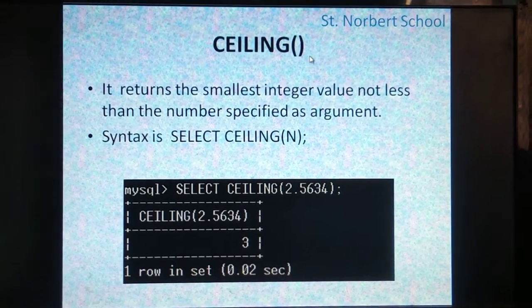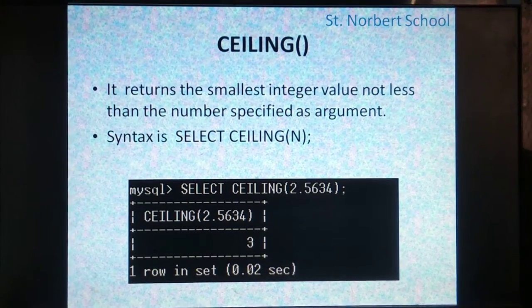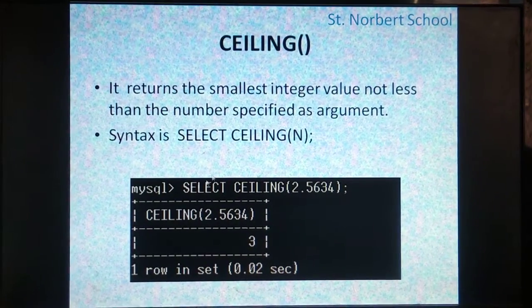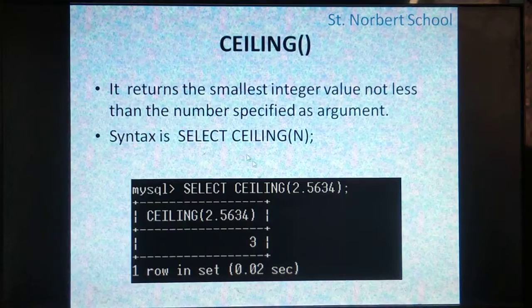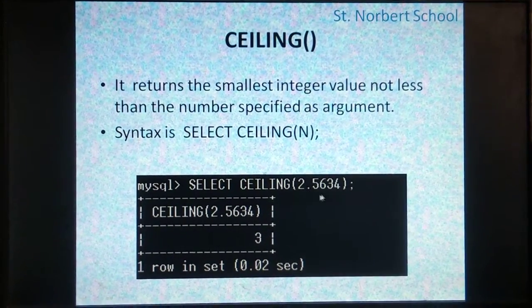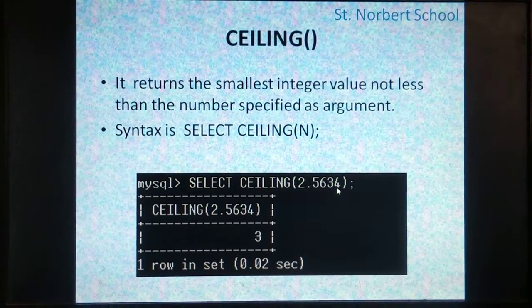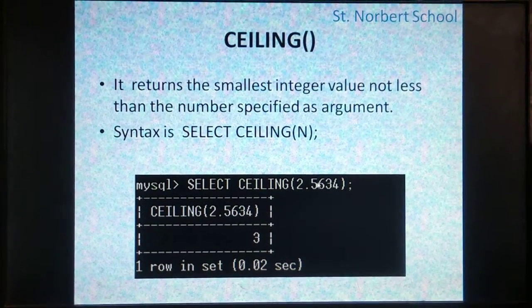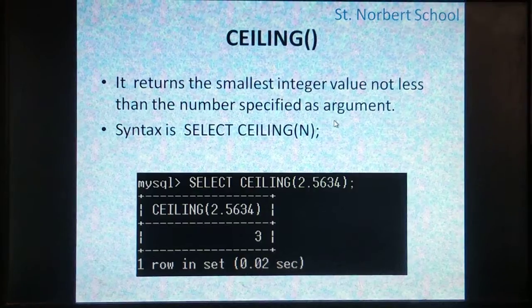CEILING function. You know that ceiling means terrace, छत. तो ये फंक्शन हमारी वैल्यू को अपर साइड में राउंड अप करता है. Like SELECT CEILING, and I write 2.5634, so this is rounded up, and the value will be 3. It will display only the 3.